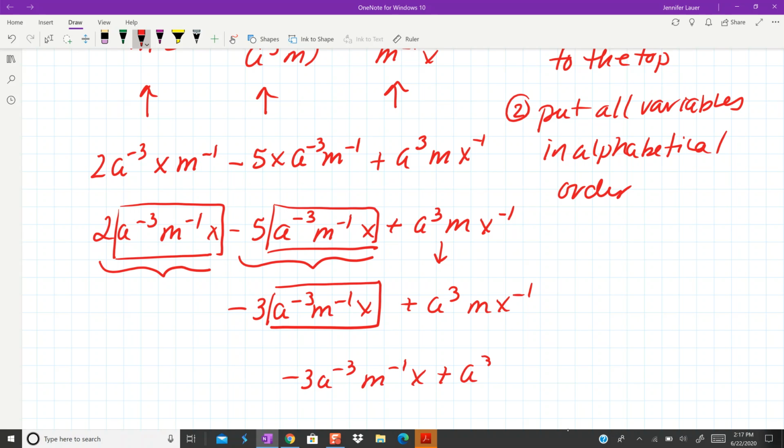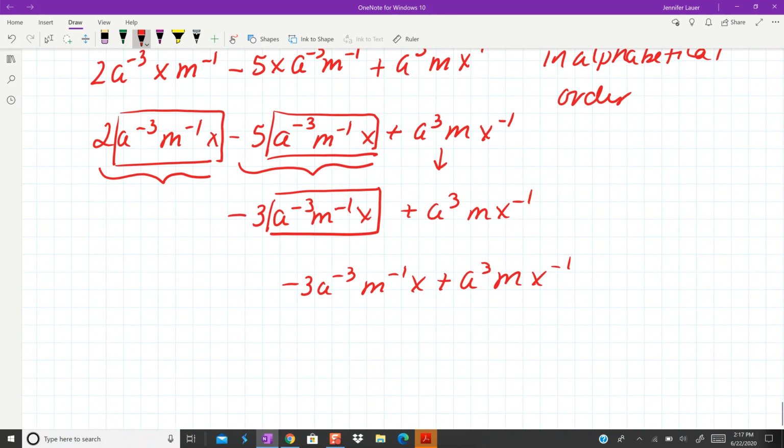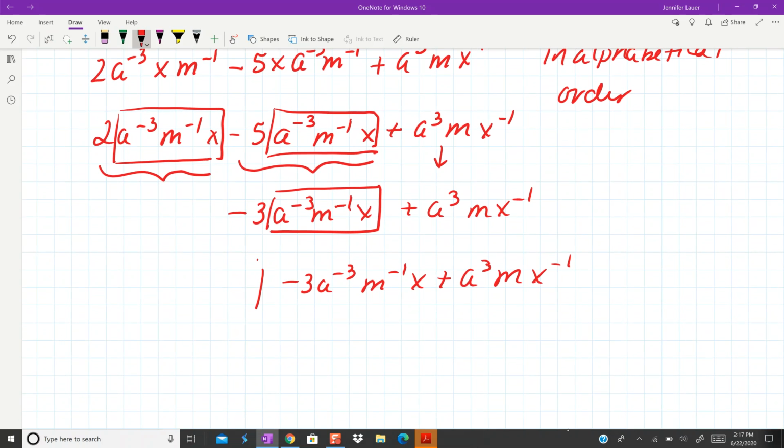And yes, it's messy. It's like, well, why can't I make it go smaller? Well, you can't. You just can't. We don't need to get a common denominator. This is it. So this is your final answer on that one.